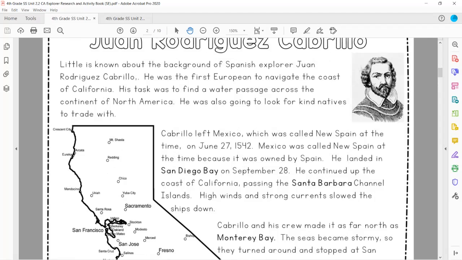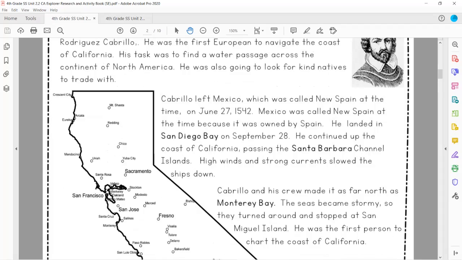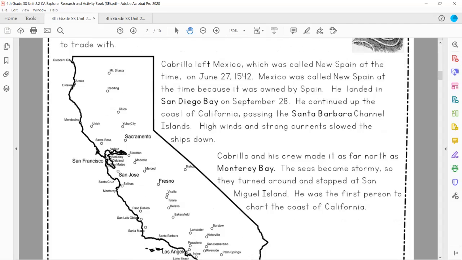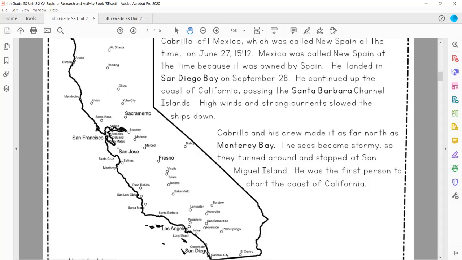Cabrillo left Mexico, which was called New Spain at the time, on June 27, 1542. Mexico was called New Spain at the time because it was owned by Spain. He landed in San Diego Bay on September the 28th. He continued up the coast of California, passing the Santa Barbara Channel Islands. High winds and strong currents slowed the ships down. Cabrillo and his crew made it as far north as Monterey Bay.